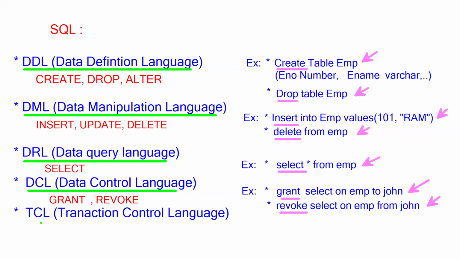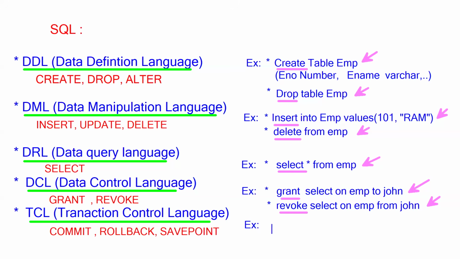And how about TCL? Transaction control language. So what are the commands we have in TCL? Yes, any idea? TCL commands: commit, rollback, save point. Commit, rollback, save point. Here, commit in the sense, we can say all our transactions.